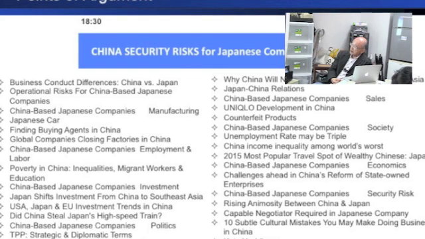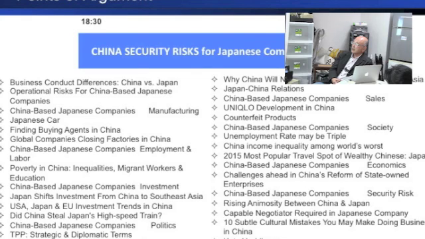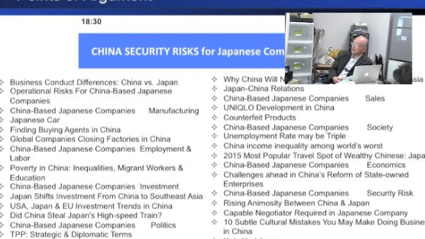Today we have lots of slides. First of all, I'm going to explain business conduct differences, China versus Japan. This overall slide I'm going to show you. Then the following two slides I'm going to explain in much detail the issues for Japanese companies that need to be considered for Chinese security risk.